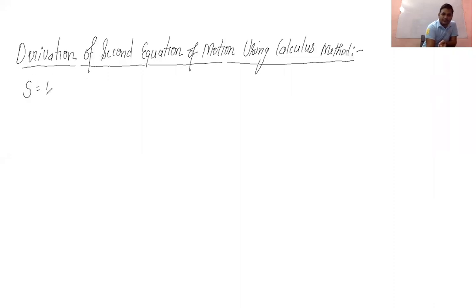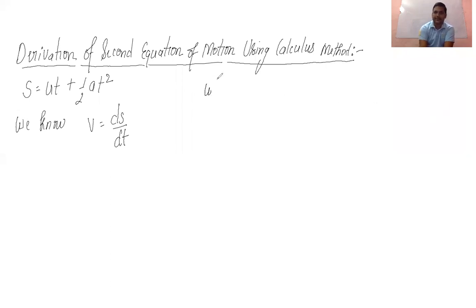So, basically, this is the second equation of motion: s is equal to ut plus half at square. If you are willing to find it, we know the velocity is equal to ds by dt, where v is velocity, that is the final velocity actually, ds is the change in position, and dt is your time interval.